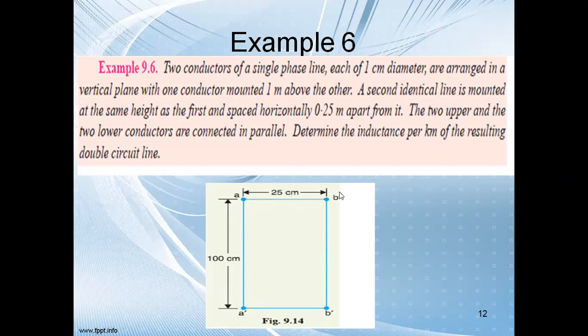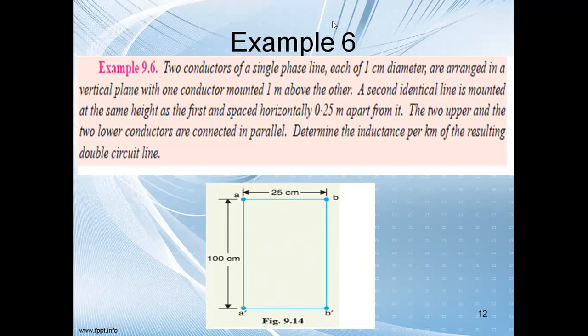This is one set of circuit, A and B, A phase and B phase. This is incoming, this is outgoing. You have another set of circuit, which is A dash and B dash. Now this A phase and A dash phase are a similar kind of phase, like R phase, and this is Y phase, for example. The distance between these two is 25 centimeter. The distance between the two circuits is 100 centimeter. Now we need to calculate the inductance of this particular double circuit line.